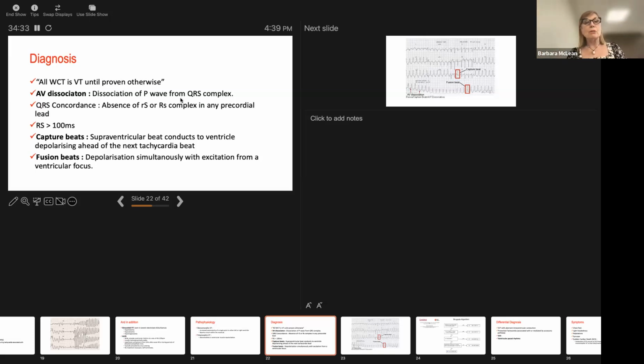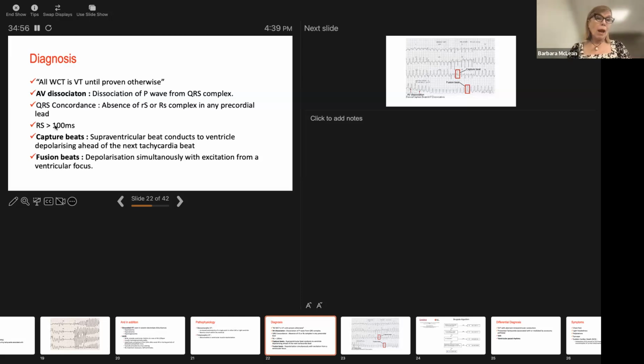Always look for AV dissociation. That means you have P waves, but they're not connected to the QRS complex. Always look for concordance. So concordance means that you either see it or you don't. The presence of the RS complex in the precordial leads is positive concordance. Absence of that is negative concordance.